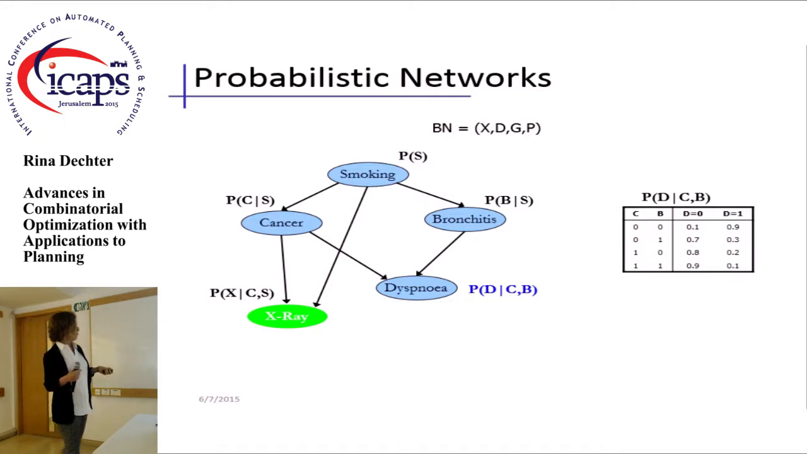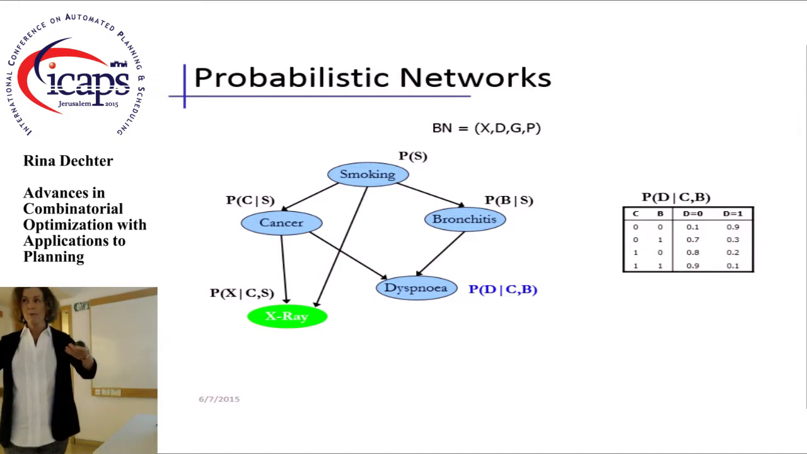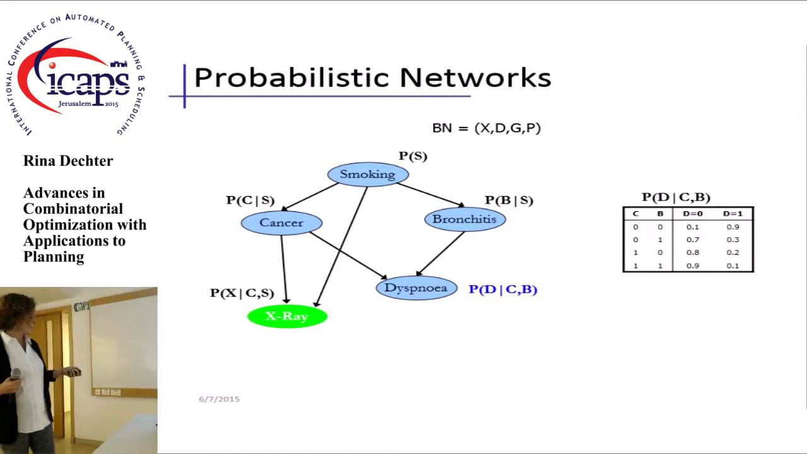So in particular, for this function over D, dyspnea, the symptom of bronchitis and cancer, you will have this conditional probability table describing the probability of D given C and B. So for every assignment to C and B, there will be a probability, what is the probability that D equals 0 or D equals 1? The probability sums to 1. So you will have such a table with each one of these functions. And the semantic of this collection of functions is a joint probability distribution, which is the product of all these functions.